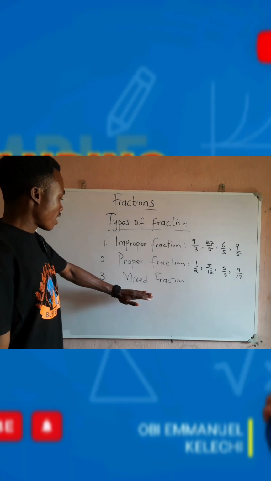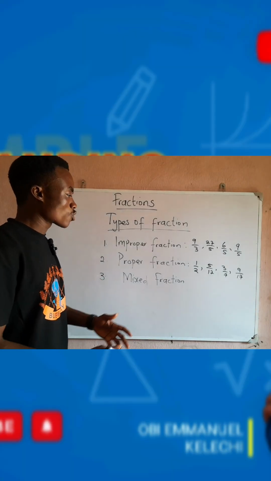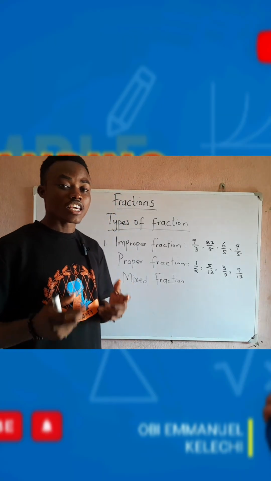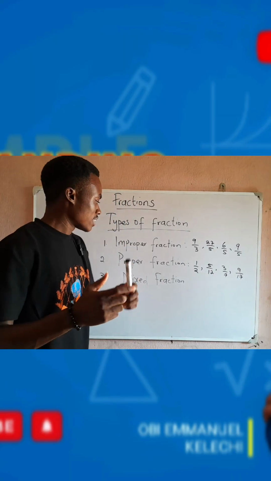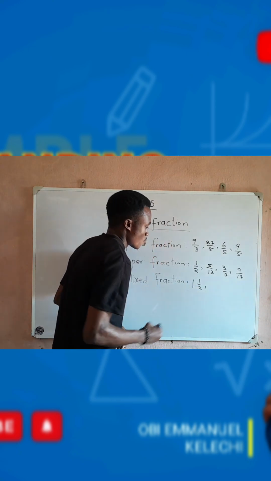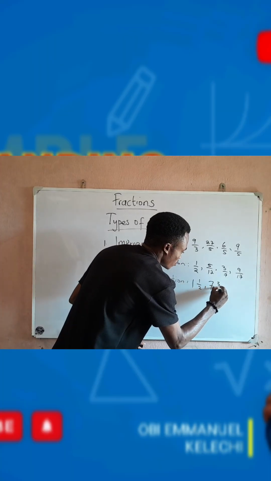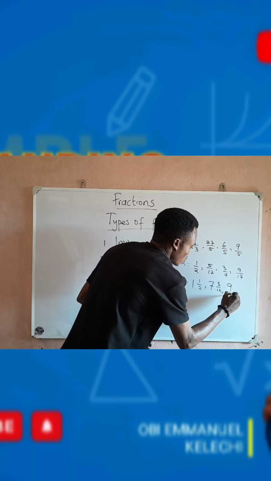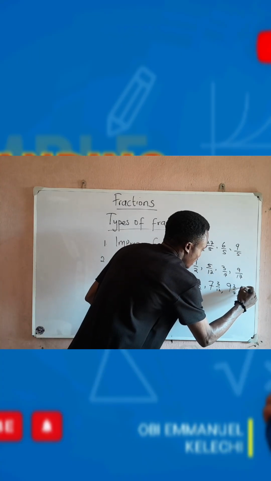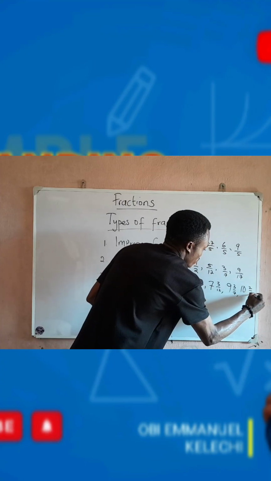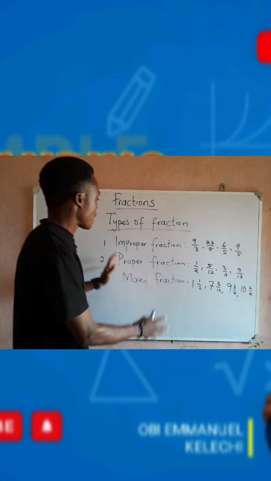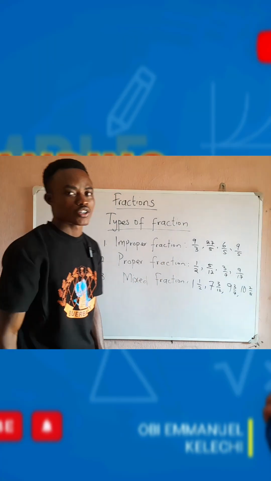Then the last one, we have mixed fraction. A mixed fraction contains a whole number and a proper fraction. Now, examples, we have 1 whole number, 1/2. We have 7 whole number, 3/12. We also have 9 whole number, 3/7. We also have 10 whole number, 2/5. So these are the examples under mixed fraction, and these are basically the types of fractions we have.